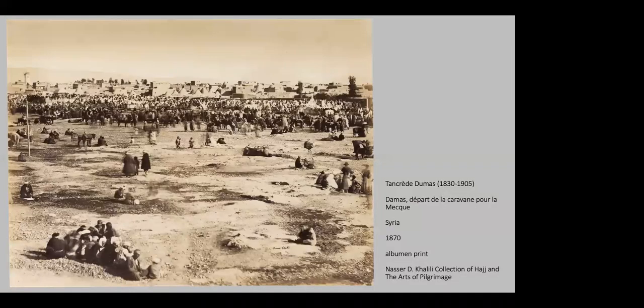Before the Ottoman-built Hejaz Railway, which connected Ottoman territories directly to the Hejaz, people went to Mecca via caravan. And here we can see an Italian-born photographer, Dumas, picturing pilgrims departing Damascus. He had studios in both Beirut and Istanbul.